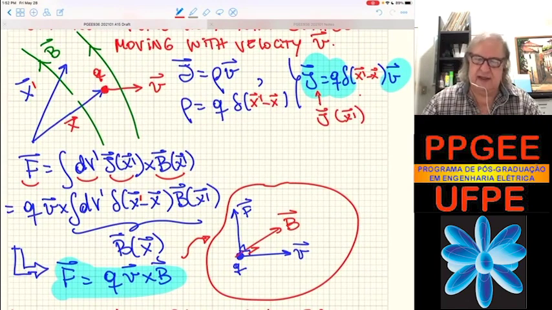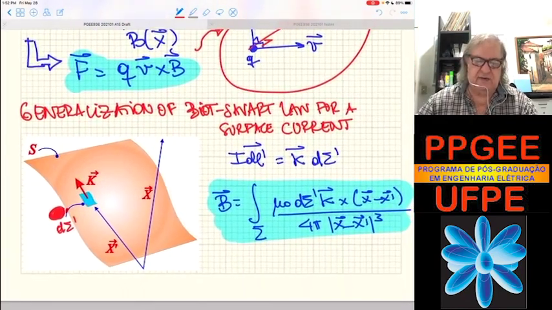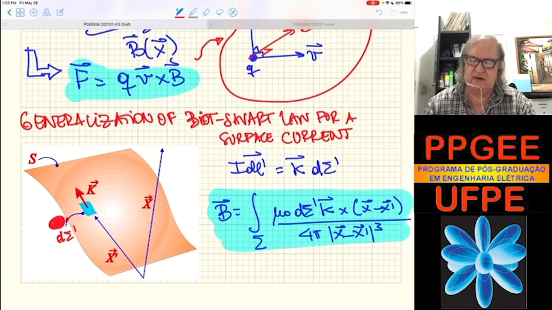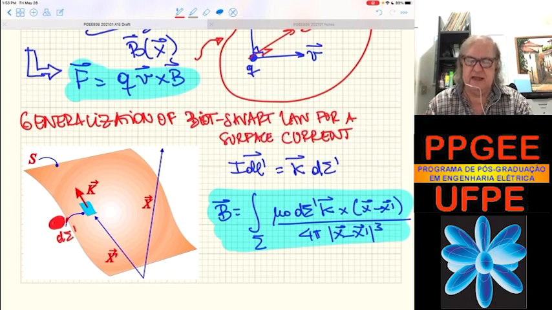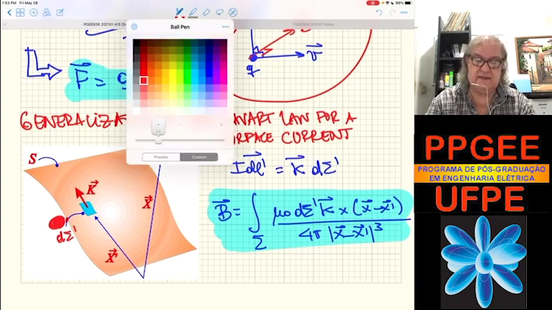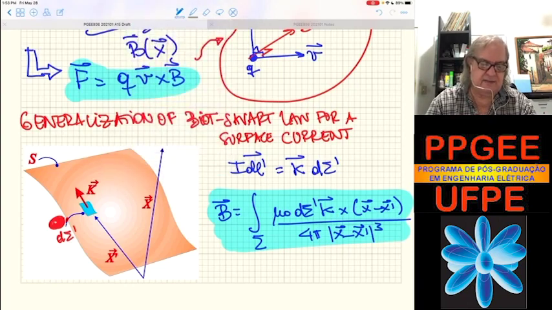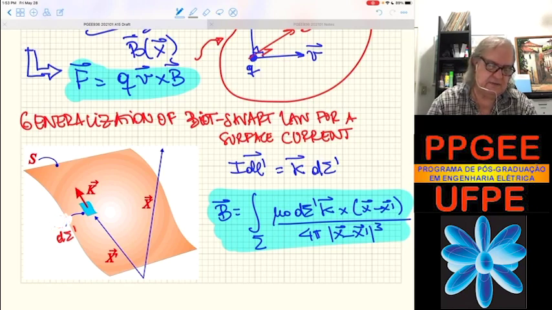So let's do that. Let's make the generalization of Biot-Savart law for currents, for a surface current, and also for a volume current. As I mentioned, IDL now becomes K d sigma. So here you have, I don't know why this thing is like this blob, this white blob here. Let me just remove this thing here. Don't know what this is. Something that's in the drawing. Let me fix it here.